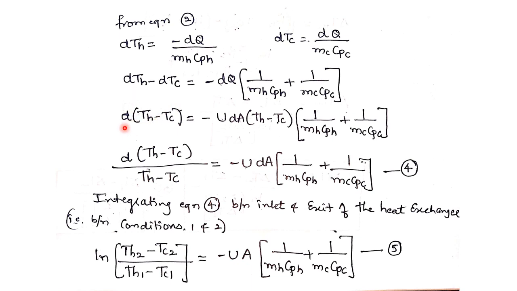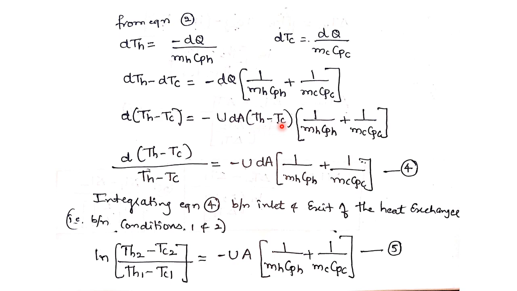I have taken d outside, d of (TH minus TC), equals minus this dQ value, which I will substitute from equation 3. In equation 3, dQ is given by U into dA into (TH minus TC). This dQ value I have substituted from equation 3, where TH minus TC means the temperature of the hot fluid minus the temperature of the cold fluid, and the rest of the equation remains as it is.